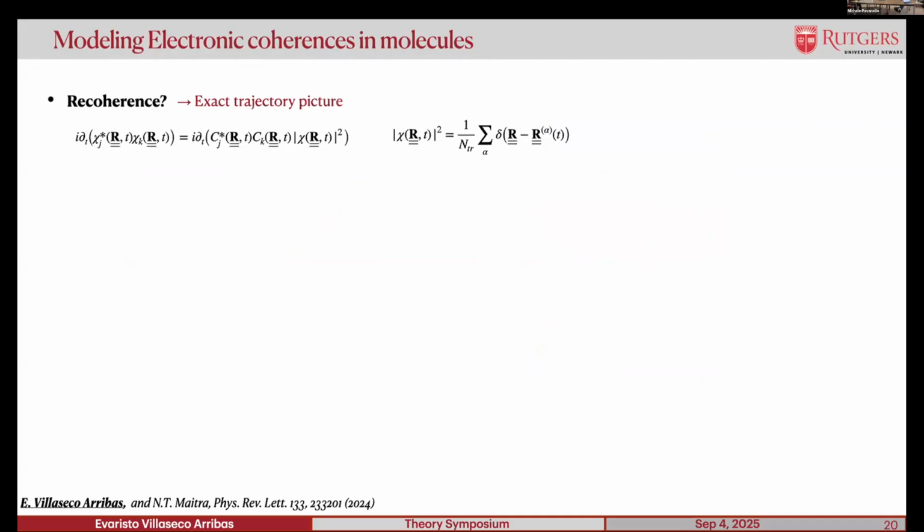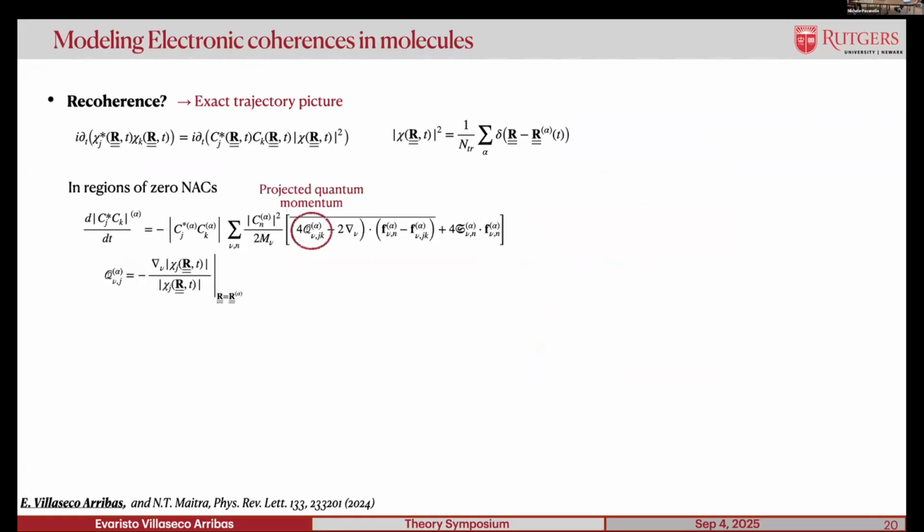To understand what's happening, we went and derived an exact trajectory-based picture. We start from the full quantum equation and then we trajectorize basically by placing a delta function on each trajectory. And it turns out that you can derive an exact equation for the time evolution of the magnitude of the coherences. It depends on these two guys, the reduced and the projected quantum momentum that I'm showing here. This is for regions of zero coupling. And actually in CTMQC, you make a crucial approximation, which is you neglect this term.